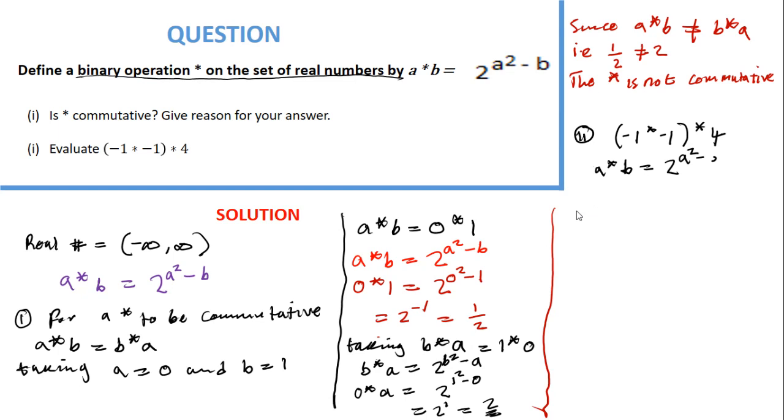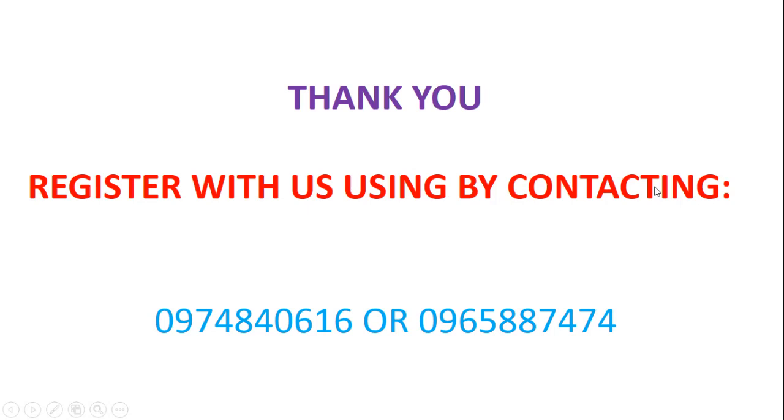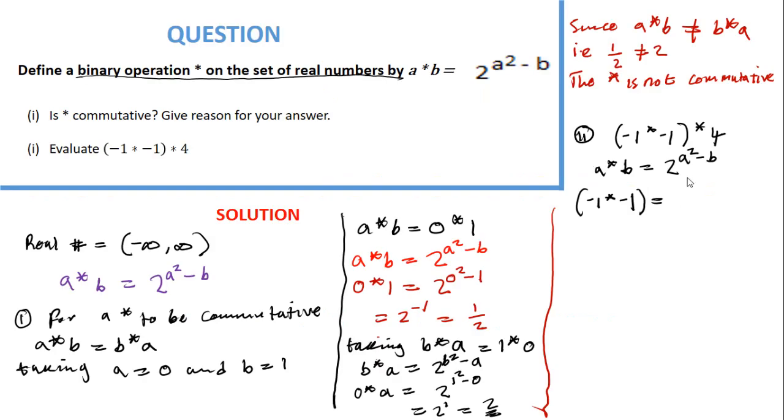So if we take what is in the bracket, which is open bracket -1 star -1, close bracket, what are we having? We are going to replace where there is A with -1. Where there is A, we replace with -1 squared, and where there is B, we replace with -1. So make sure that you take note of the negative. The negative, this one is independent.